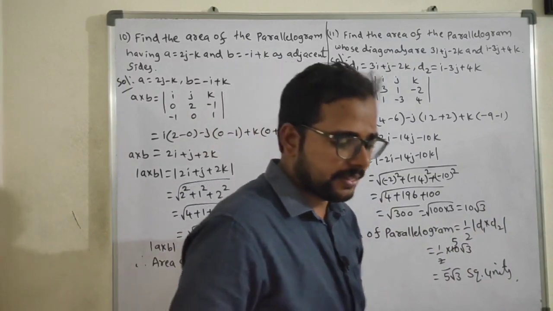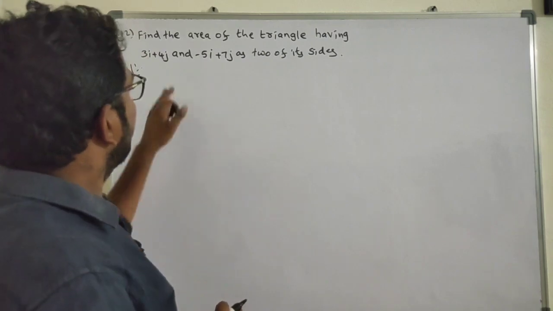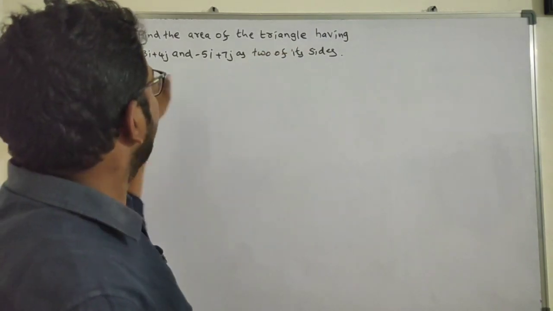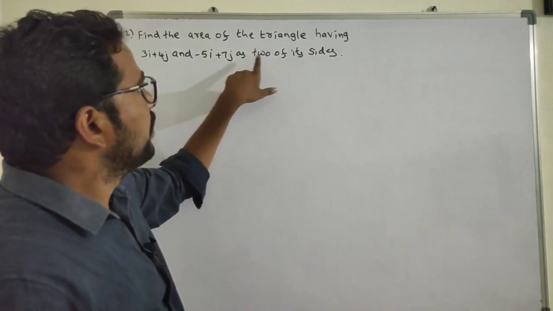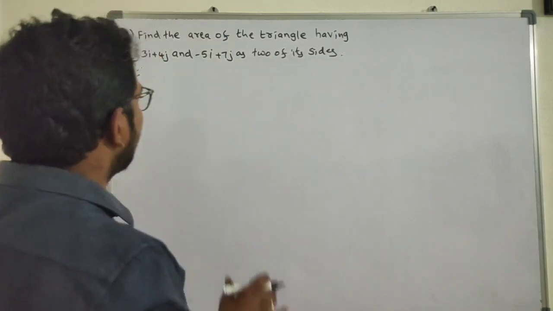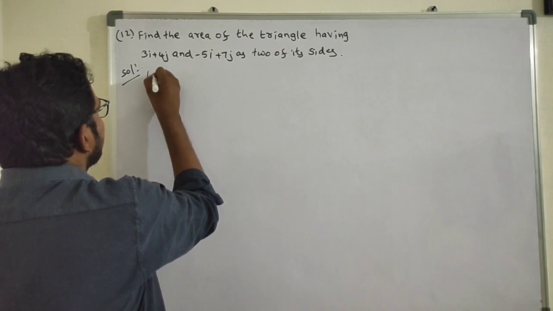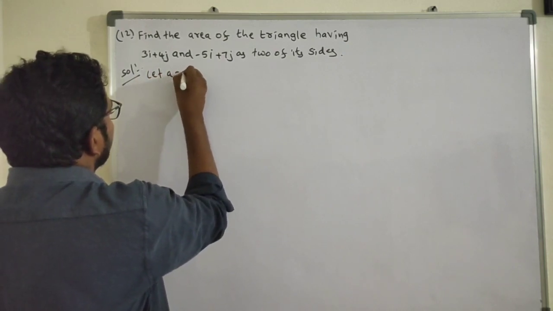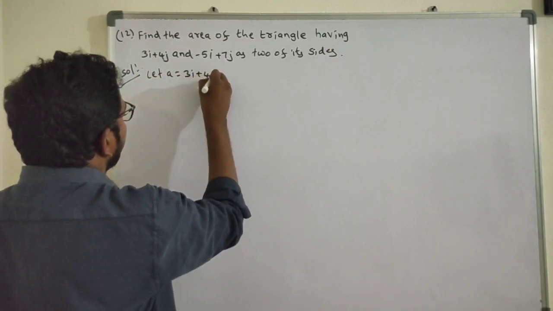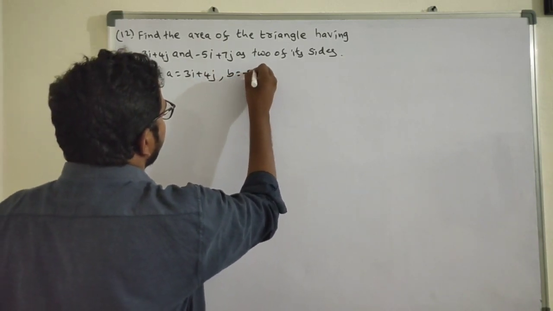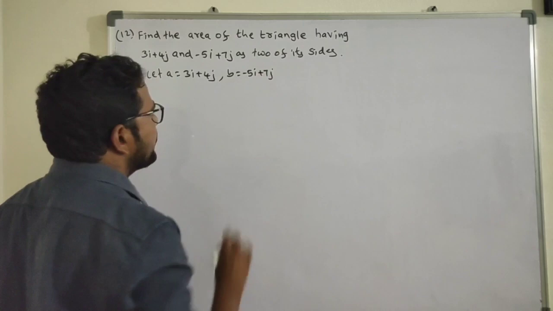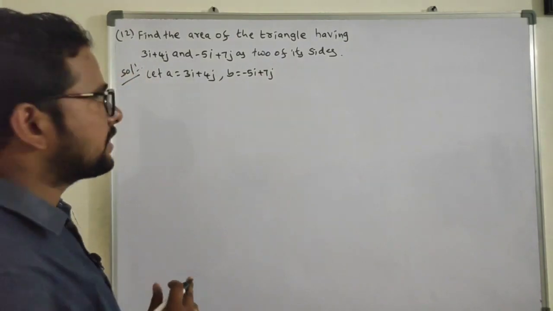Okay? Now the 12th question. Find the area of the triangle having 3i plus 4j and minus 5i plus 7j as two of its sides. So adjacent sides are given. Let a be equal to 3i plus 4j, and b is equal to minus 5i plus 7j.